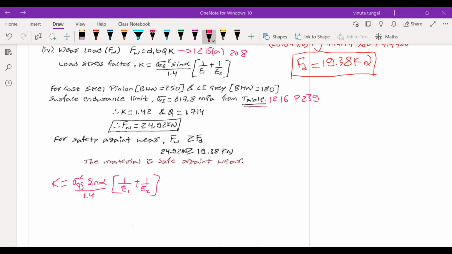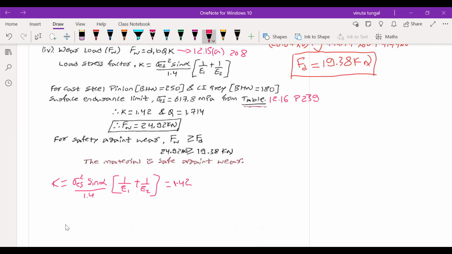Substitute that in the above equation. Substitute the value of the surface endurance limit. Alpha is 20, E1 is 96 into 10 raised to 3, E2 is 207 into 10 raised to 3. After substituting all the values, the K value I am going to get is 1.42.